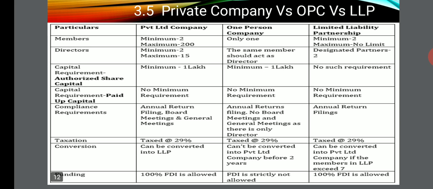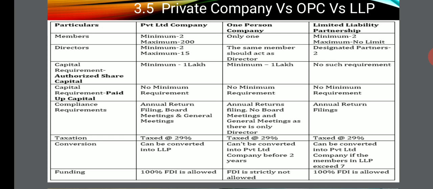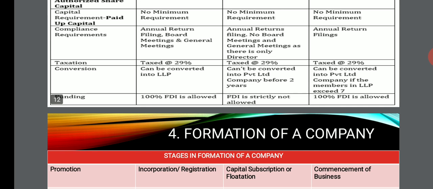Conversion: a one person company can be converted into an LLP or a private limited company, but it cannot be converted into a private limited company before 2 years. A limited liability partnership can be converted into a private limited company if the members in the LLP exceed 7. Now funding: 100% FDI is allowed in a private limited company. FDI is strictly not allowed in a one person company, and 100% FDI is allowed in an LLP, limited liability partnership. So this is the difference between a private limited company, a one person company and an LLP.